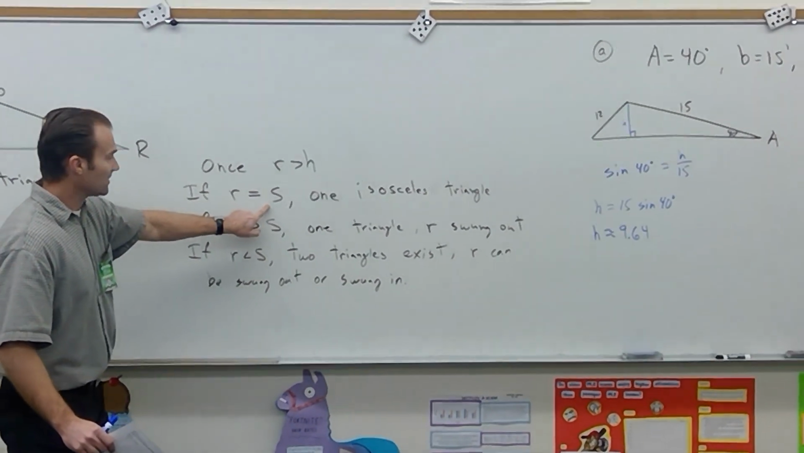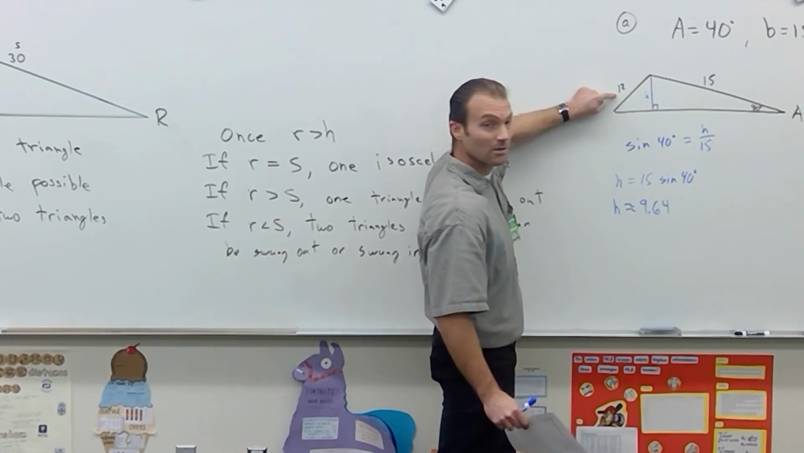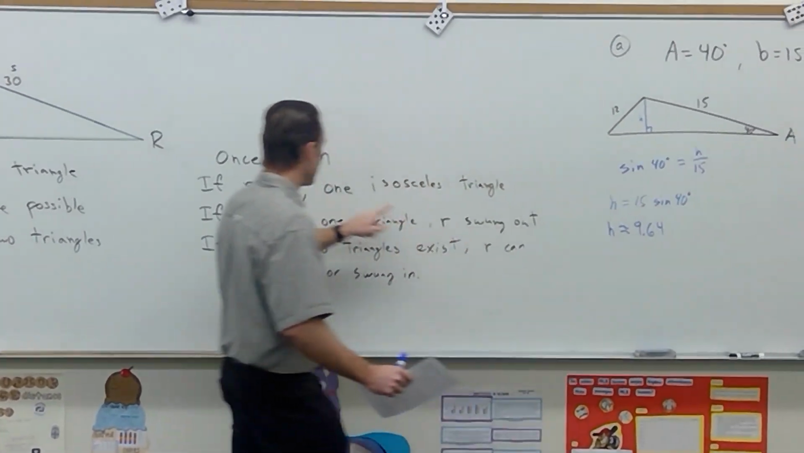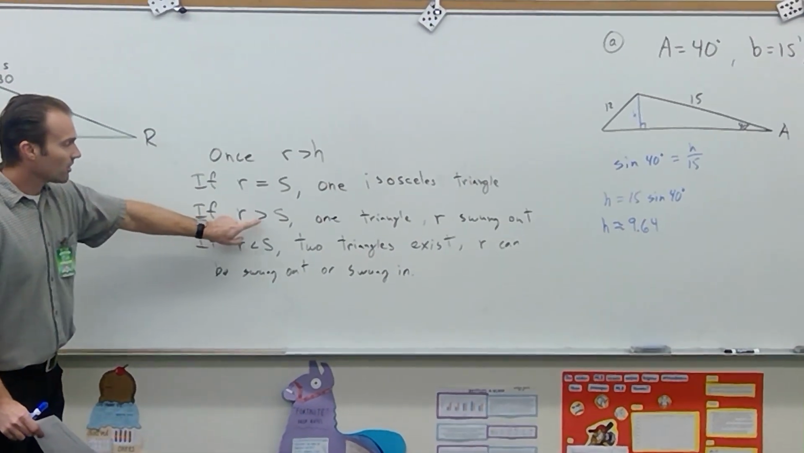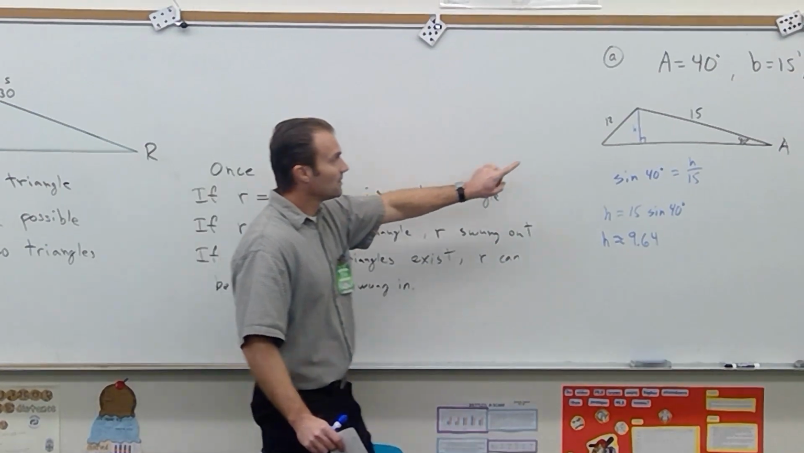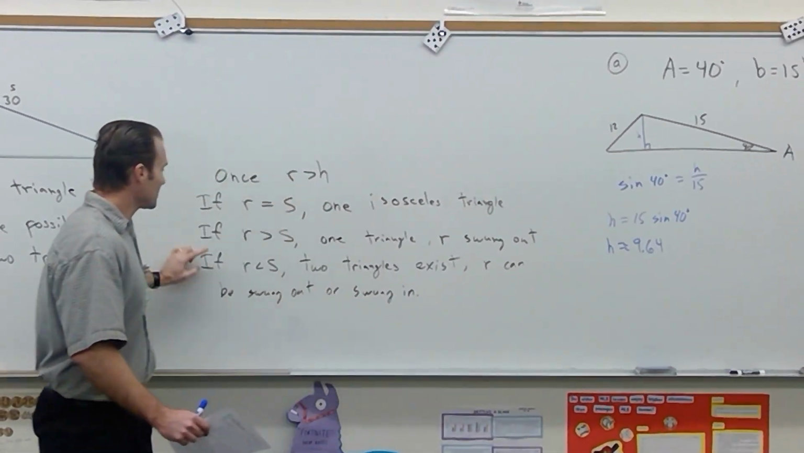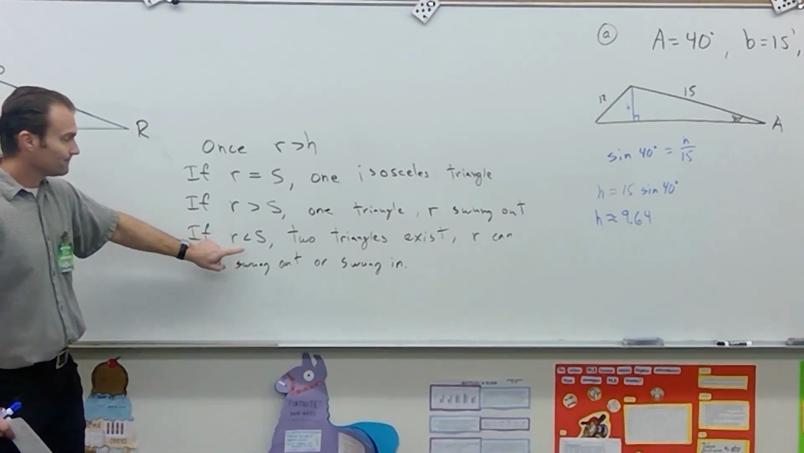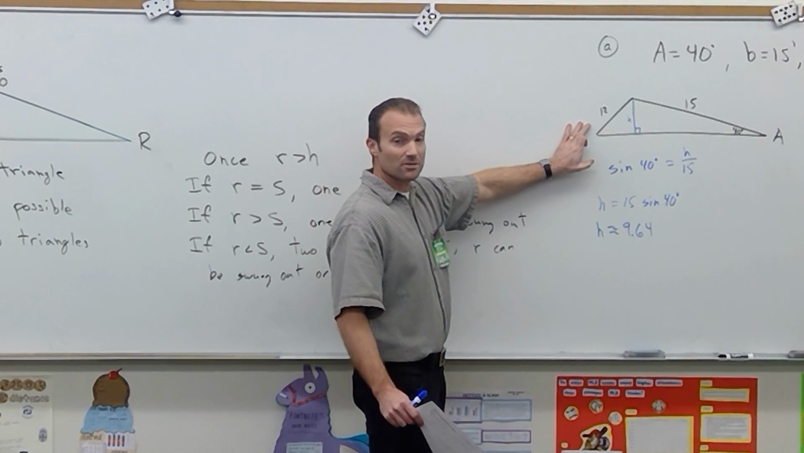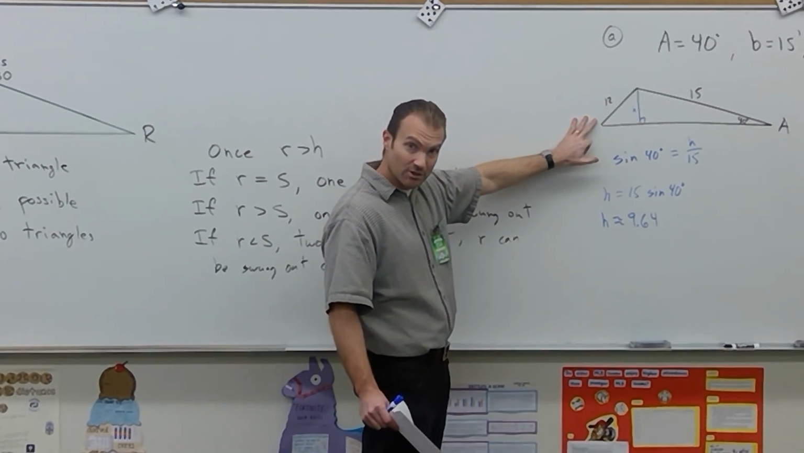Does R equal S? Right? Here's R, here's S. Are these two numbers equal? No. So we're not an isosceles triangle. So then I look over here. Is side R greater than side S? Is 12 greater than 15? Nope. So I don't have a scalene triangle. I have R is less than S. That's when I can have two solutions. So I'm going to have to find both solutions.